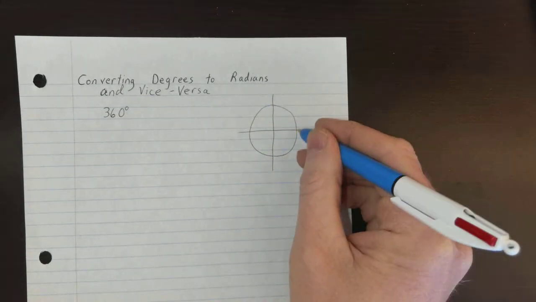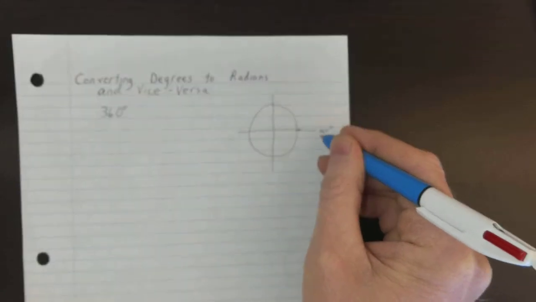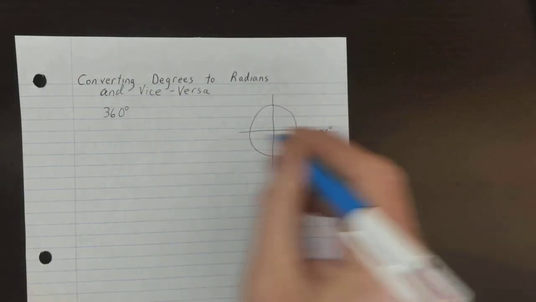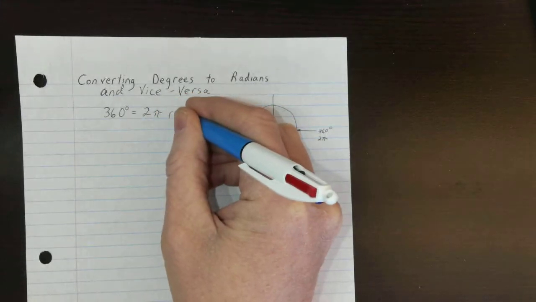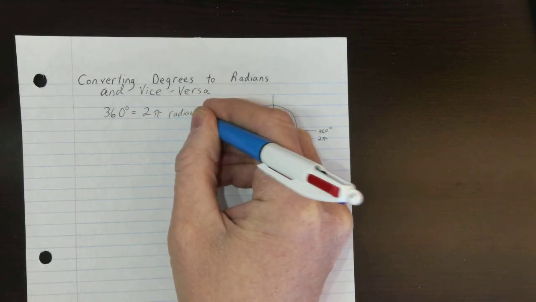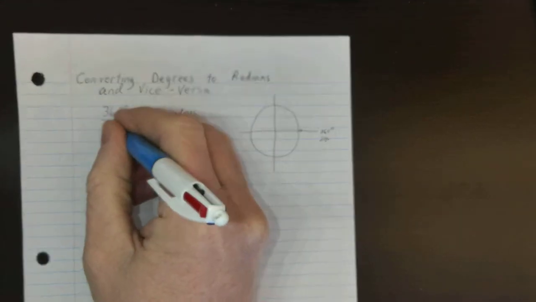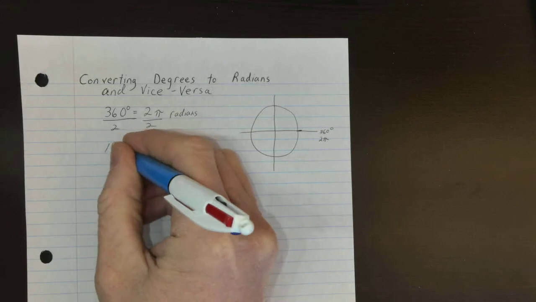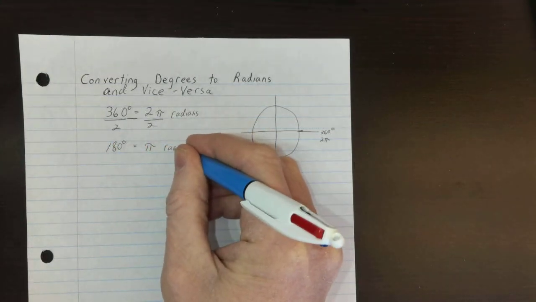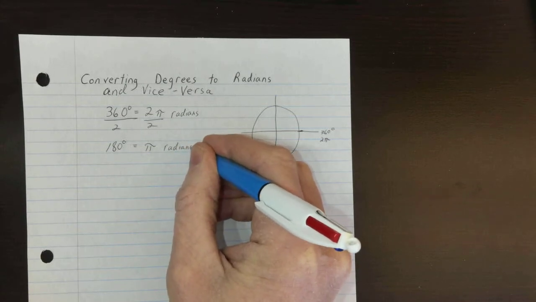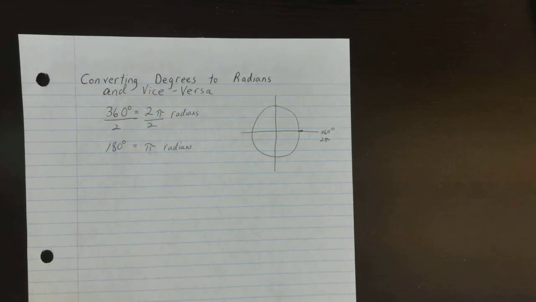We kind of look at this. This is 360 degrees. It is also 2 pi radians. So 360 degrees is equal to 2 pi radians. And if I were to divide by 2, I'd have 180 degrees is equal to pi radians. These are two equivalent angle measures. In degrees, it's 180, in radians it's pi.